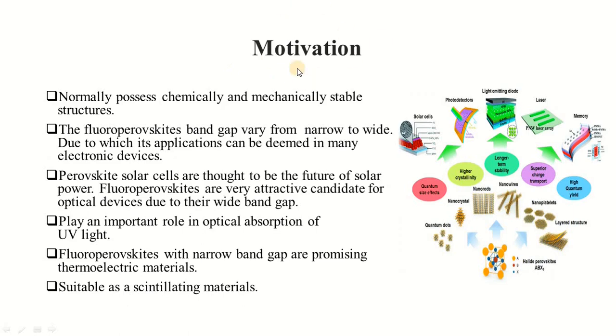Now, the motivation behind the use of perovskite materials. Actually, perovskite materials possess chemical and mechanical stability. Apart from that, fluoroperovskites have a wide band of energy, whose band gap varies from narrow to wide, due to which their application can be seen in many electronic devices like solar cells, photodetectors, light emitting diodes, lasers, and memory storage devices. Similarly, due to the perovskite's chemical and mechanical stability, it has long term stability, superior charge transport and high crystallinity.